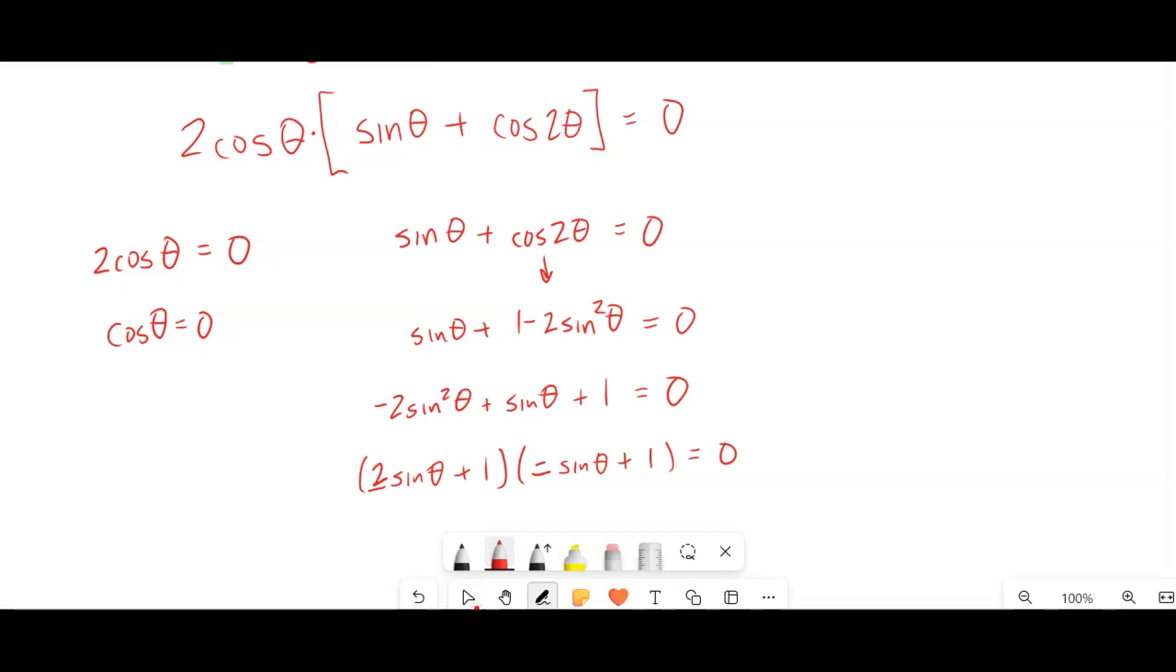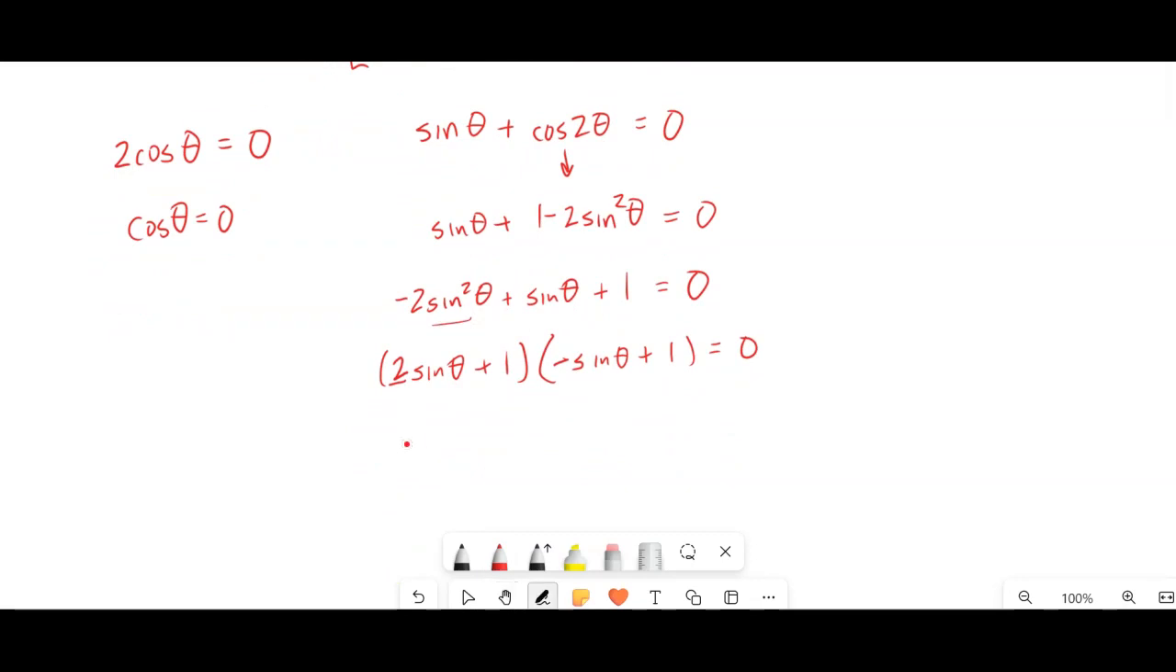All right, and now if you multiply it out, this times this would be negative 2 sine squared. Outside I'd have a positive 2 sine, inside I'd have a negative sine, which combines to a positive sine. And then last is positive 1. So there's how this would factor. And now each one of these would need to be set to 0. So 2 sine theta plus 1 could be 0, or negative sine theta plus 1. Solving this for sine theta, I'd move that 1 over and divide by 2, so sine theta is equal to negative 1/2, or moving this over, sine theta equals 1.